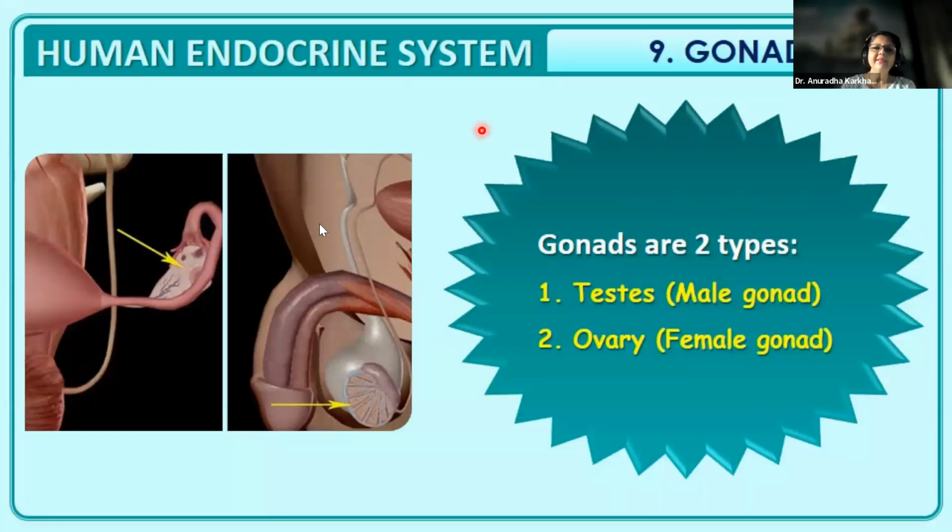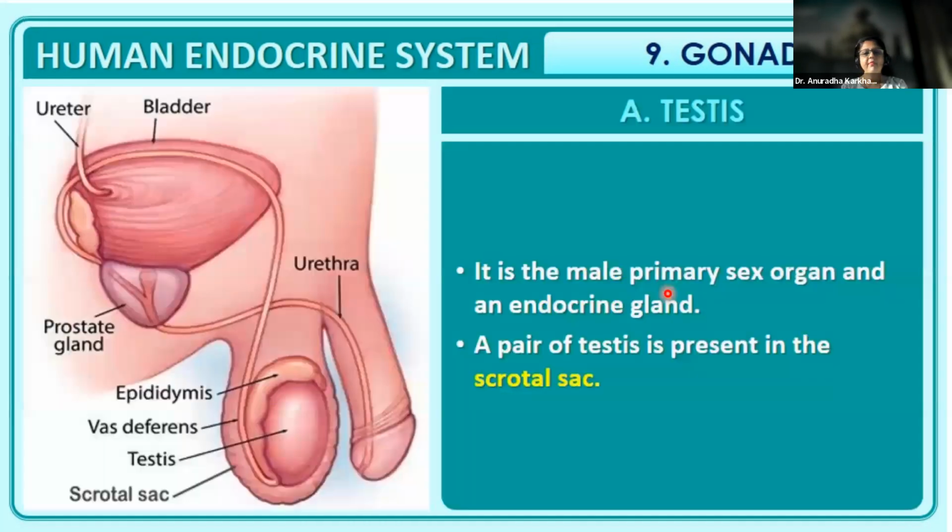Then the next gland is the gonads, human endocrine system. Gonad is the ninth one. Gonads are of two types, testes and ovaries. We already know about them. Testes, it is the male primary sex organ, which is an endocrine gland as well. A pair of testes is present in the scrotal sac. Of course, we have done the entire chapter of human reproduction.